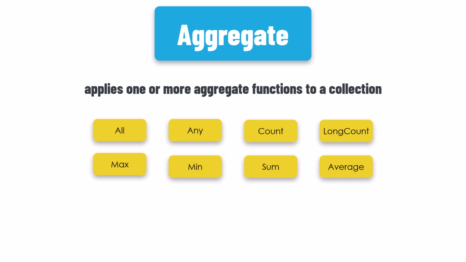Let's first check the syntax of aggregate clause. After that I will explain each function, what it means and how it can be used inside a LINQ query. Let's get started. The syntax consists of 2 parts.